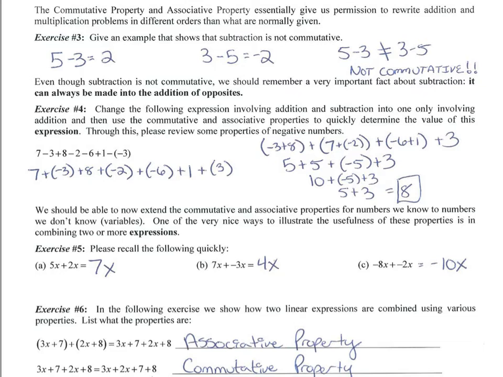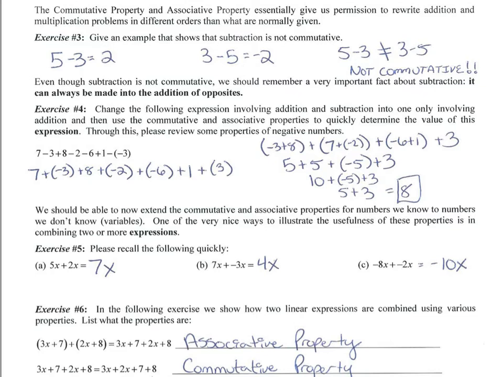All the problems we've done so far, I don't know if you noticed it or not, have been with just numbers, nothing with variables in it. But these properties apply if I had variables in it as well. Okay? So those commutative and associative properties of addition and multiplication do apply. It says we should now be able to extend the commutative and associative properties for numbers we know to numbers we don't know, which are variables.